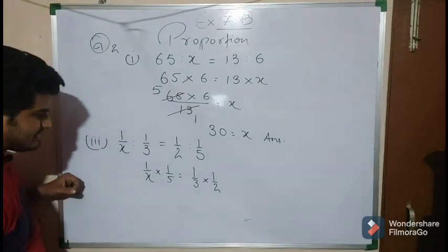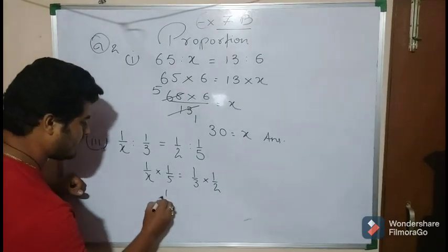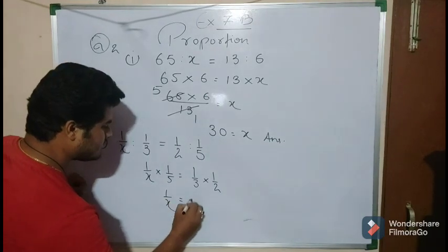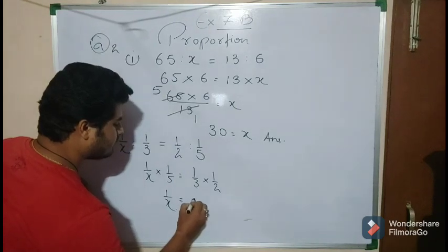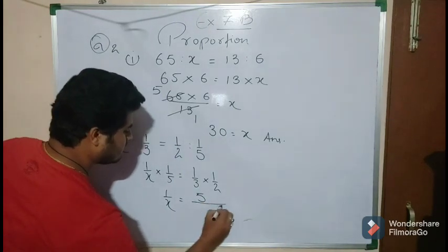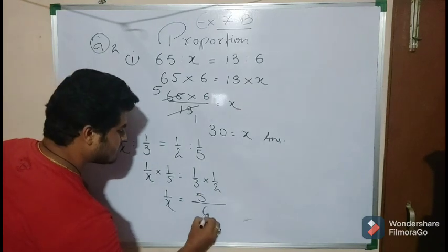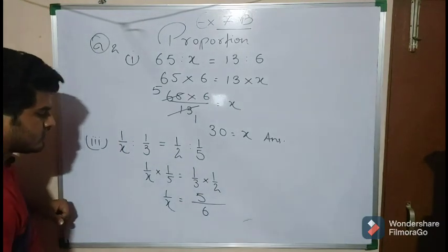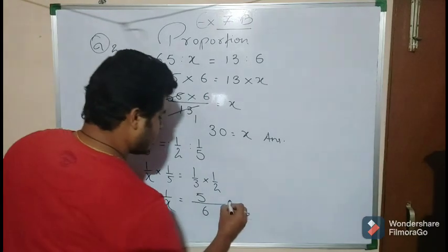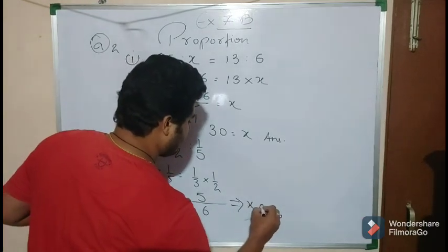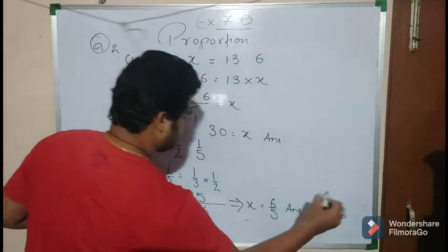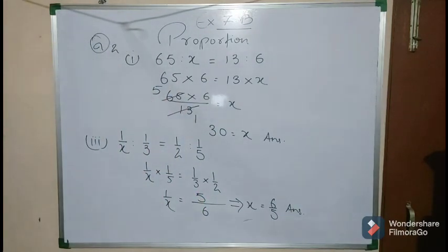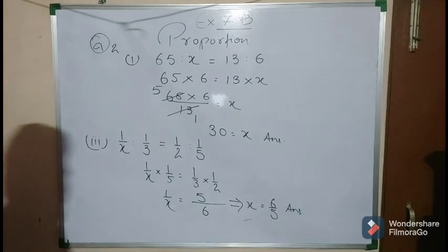Now we can say that 1 by x equals 5, 1 upon 5. When it goes there, it will become 5 upon 1. So 5 will reach the numerator, and in the denominator 3 twos are 6. So 1 by x is 5 by 6. Therefore x will be 6 upon 5. So x should be 6 upon 5, so that the ratio becomes in continued proportion.